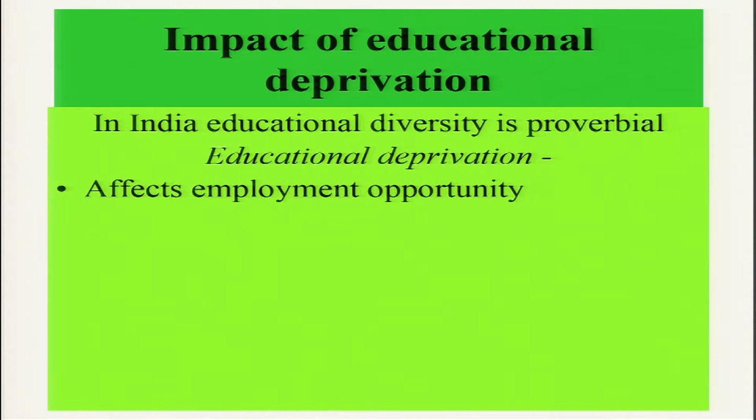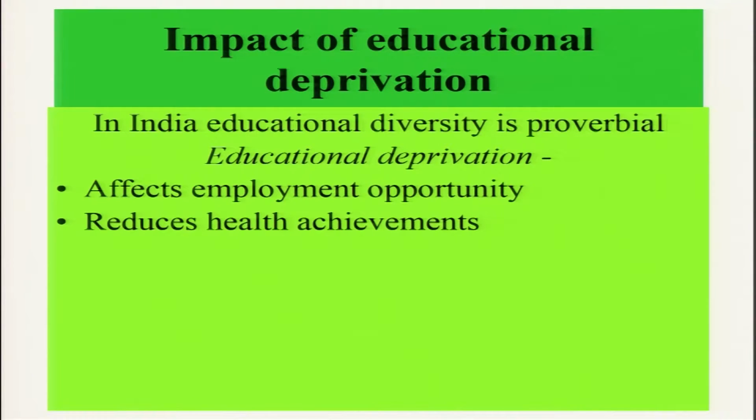And this is true even for some manual work, even for an agricultural laborer. It has been found that someone who wants to work as an agricultural laborer, if he is illiterate, would have less chance of getting employment. And it has been found in many studies that educational deprivation or illiteracy reduces health achievements. If the mother is educated, then children get better health, or the mother will enjoy better health. So even having elementary education, even having literacy, helps mother and child to enjoy better health.